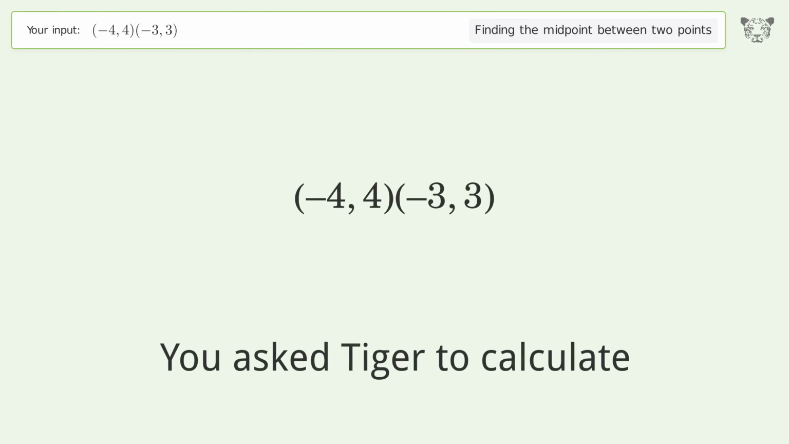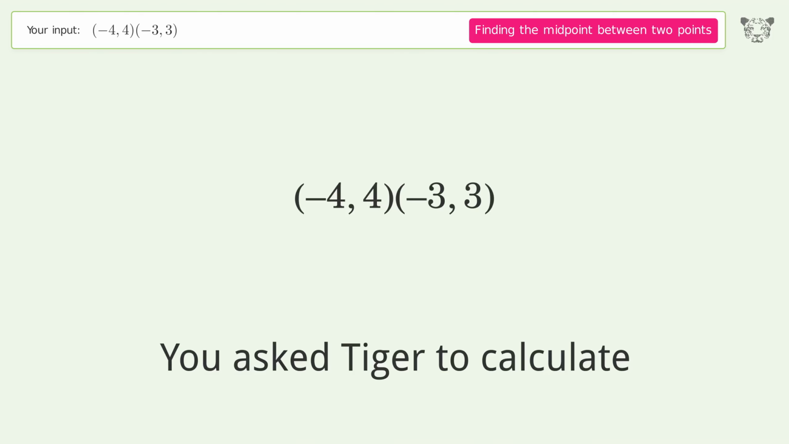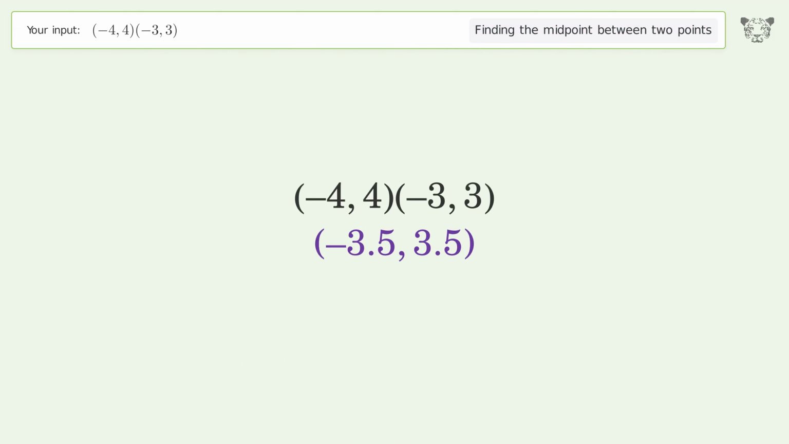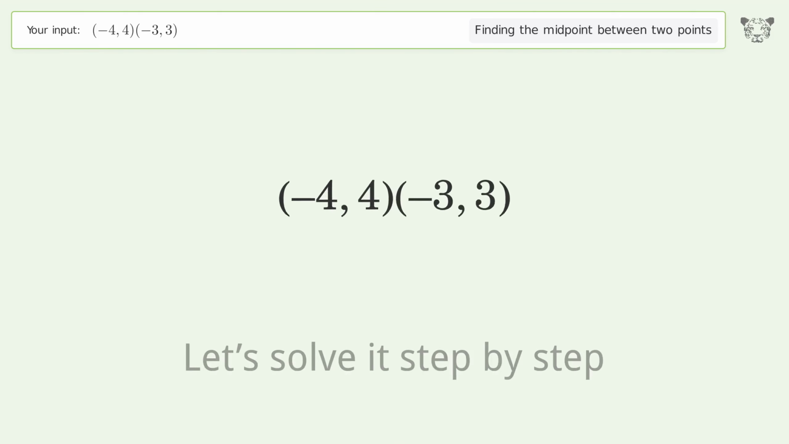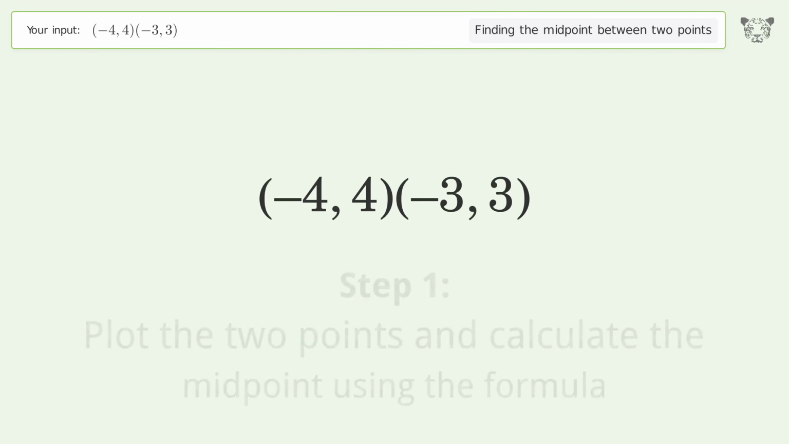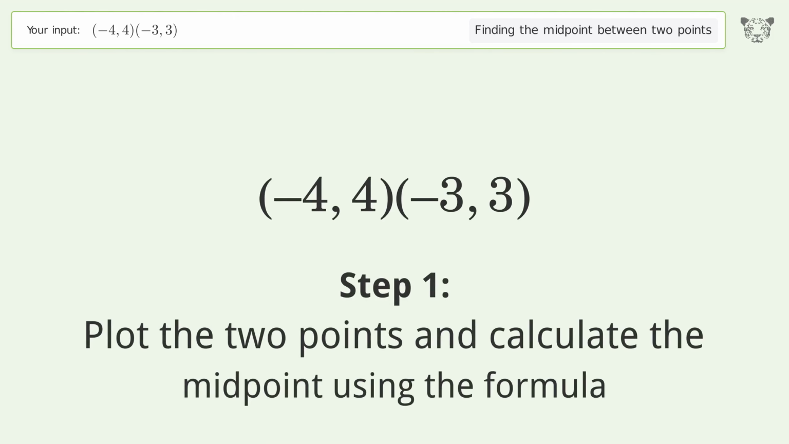You ask Tiger to calculate. This deals with finding the midpoint between 2 points. The midpoint between the 2 points is negative 3.5, 3.5. Let's solve it step by step. Plot the 2 points and calculate the midpoint using the formula.